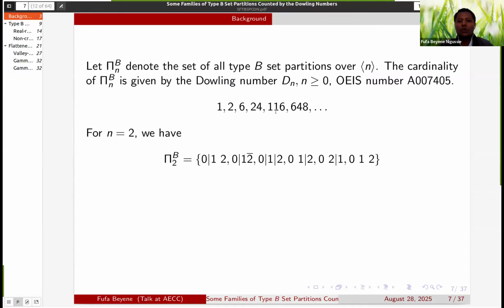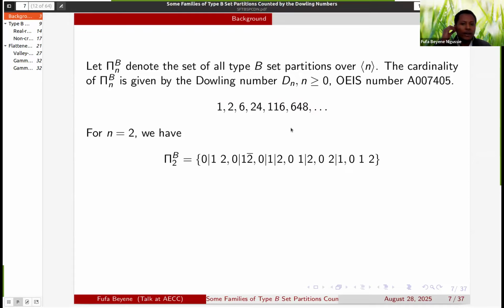Let us denote the set of all type B set partitions over n by pi n b. We find the cardinality of this set to be given by the Dowling number, which is denoted by Dn. You can find this in the Online Encyclopedia of Integer Sequences, numbered A007405, and the first few terms of this sequence are 1, 2, 6, 24, 116, 648, and so on.